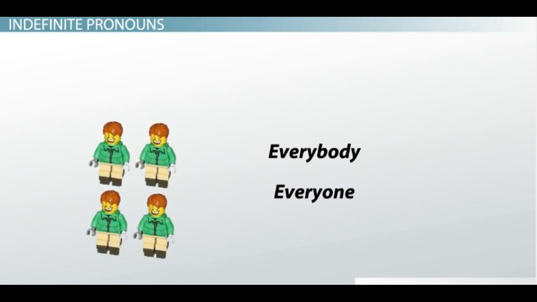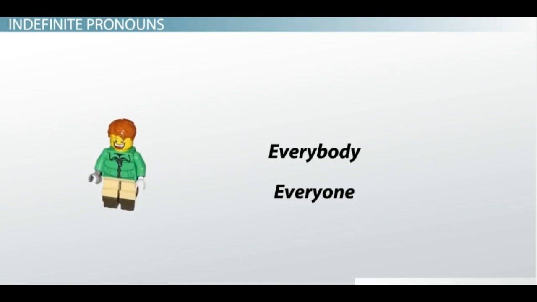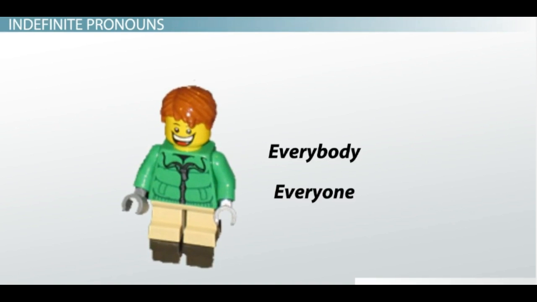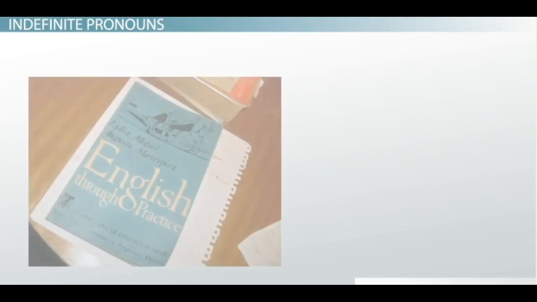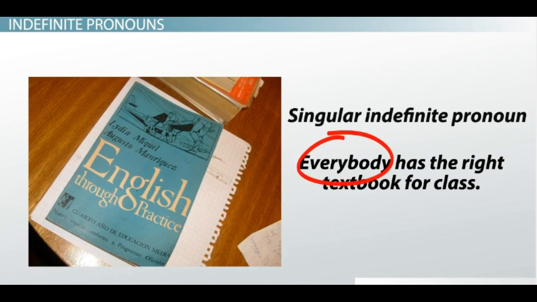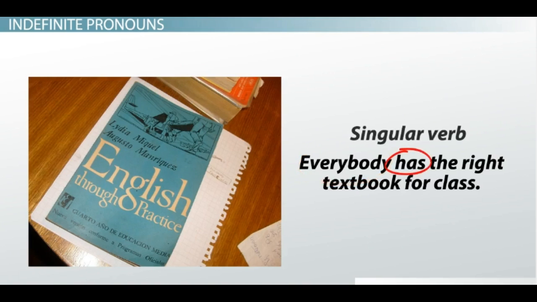We tend to think of some of these indefinite pronouns, like everybody and everyone, as referring to a lot of people instead of being singular. Actually, though, in terms of grammar, these indefinite pronouns are technically singular, so we need to match them up with singular verbs in sentences in order to ensure that we don't have subject-verb agreement problems. For example, we'd say, "Everybody has the right textbook for class." Not only does that sound right, but it also checks out grammatically. Everybody is a singular indefinite pronoun, and it's the subject of our sentence, and has is a singular verb.